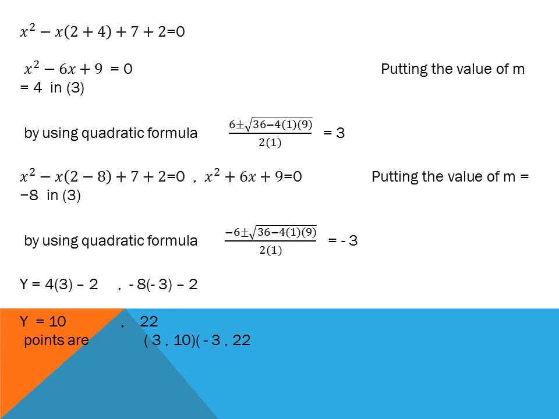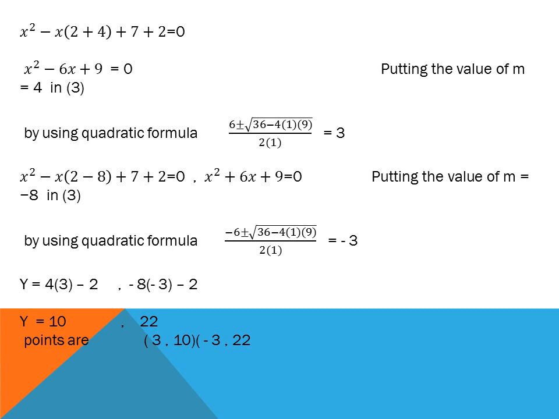So x is equal to minus b plus minus square root of b square minus 4ac over 2a. When I solve this equation, 36 minus 36 will become 0. So only 6 is remainder. 6 by 2 is equal to 3. So the x component is 3, where the line cuts the curve.